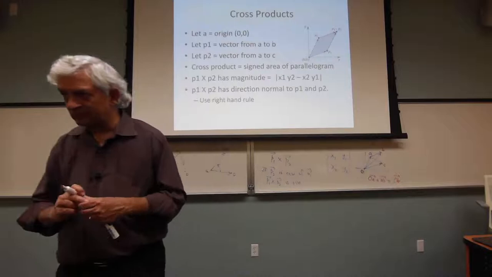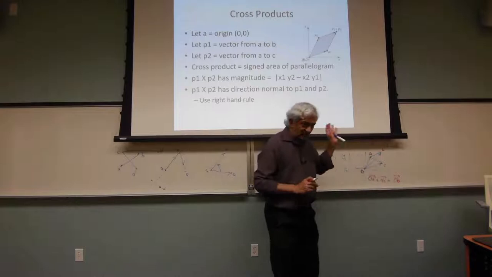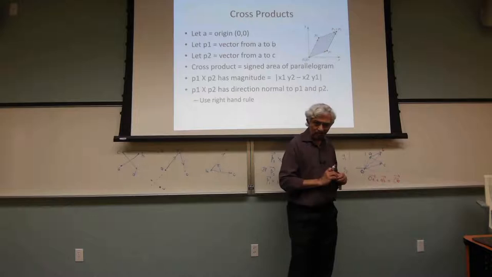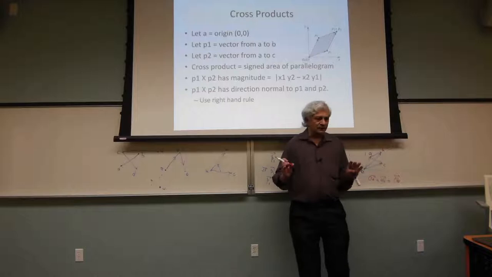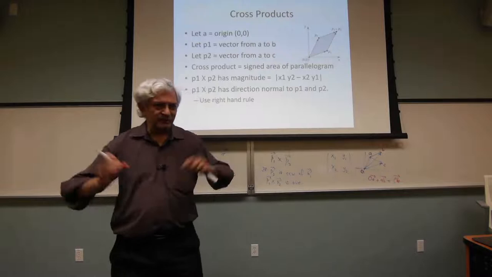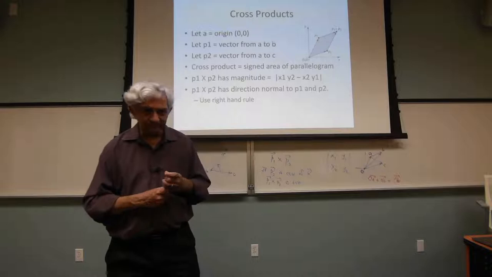I can do the same thing for AC, and so if I don't have things from the origin, this is what I do to fix them. And so now I'll have two different vectors. I will do exactly the same thing as before. I'll plug it in and check the determinant of the matrix, and it'll give me the cross product.